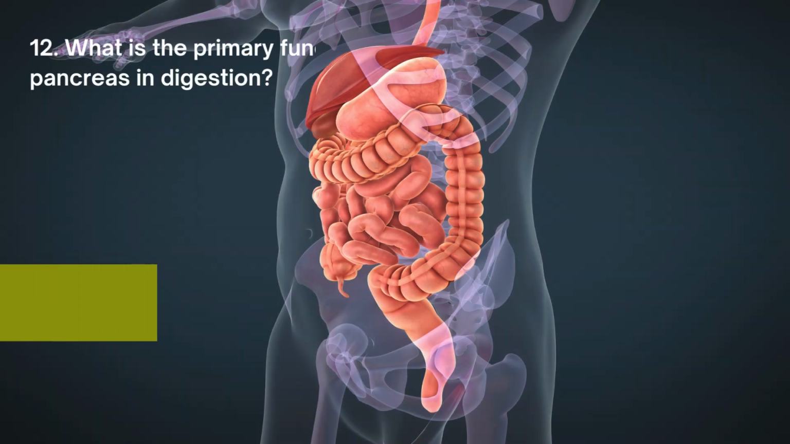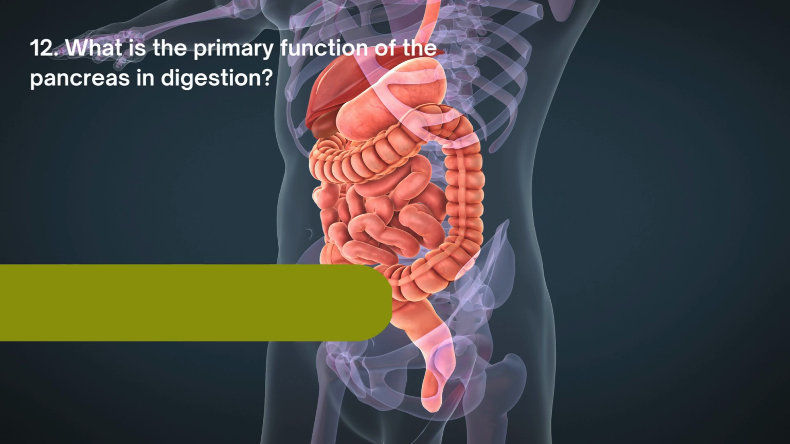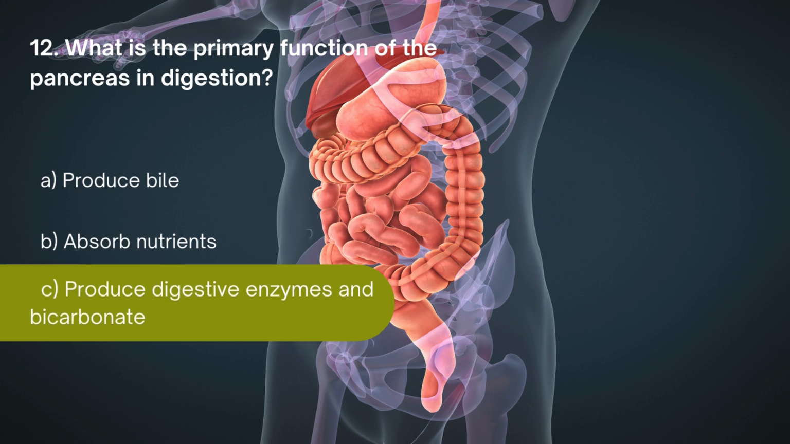12. What is the primary function of the pancreas in digestion? A. Produce bile. B. Absorb nutrients. C. Produce digestive enzymes and bicarbonate. D. Store vitamins.